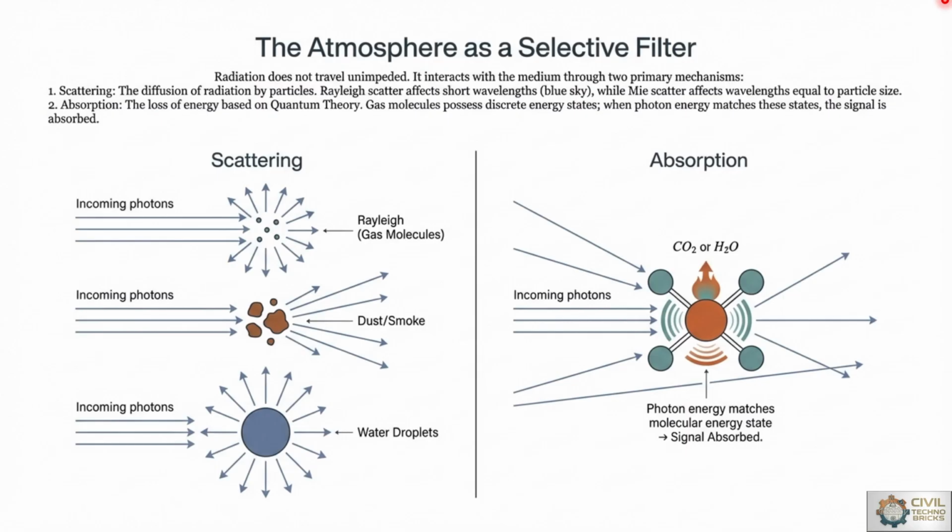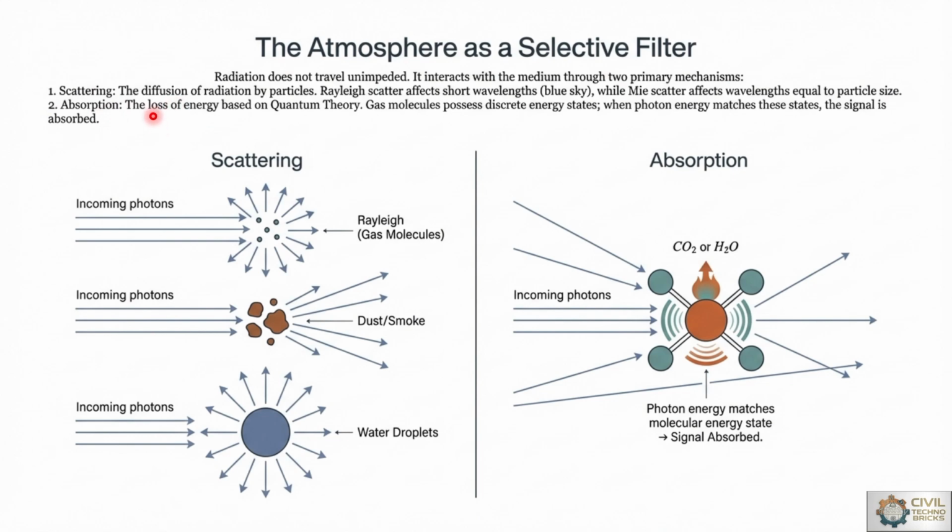Here, with reference to the atmosphere as a selective filter, that is the interaction of electromagnetic radiation with the atmosphere, there are three types of scattering. Radiation does not travel unimpeded, where it interacts with the medium through two primary mechanisms. The two primary mechanisms are scattering and, second, absorption.